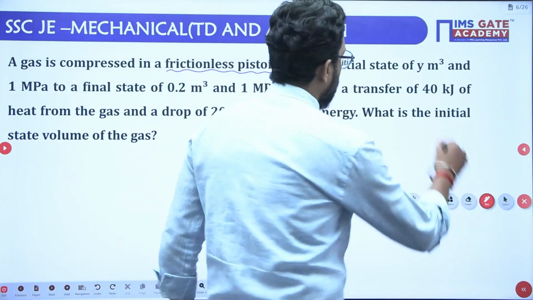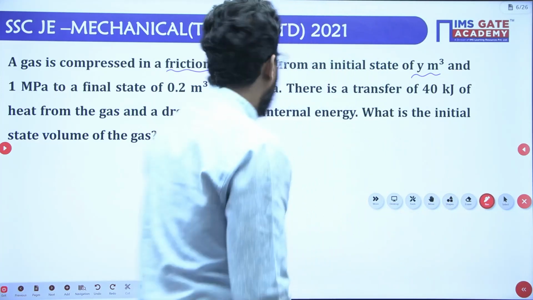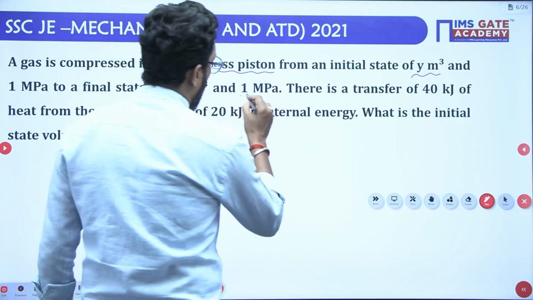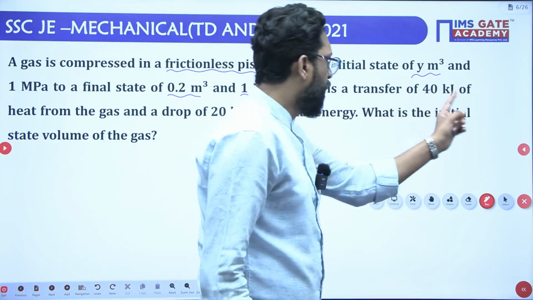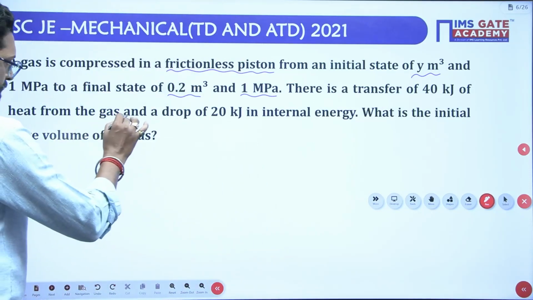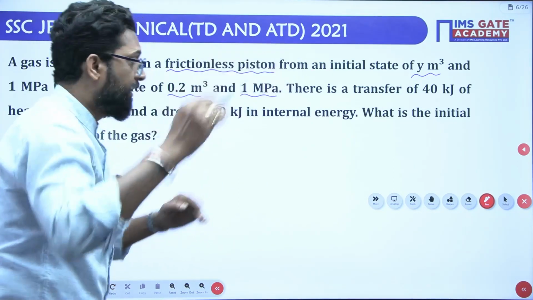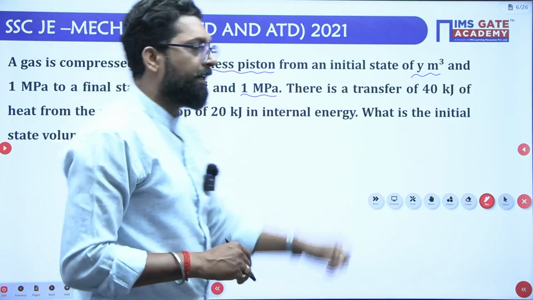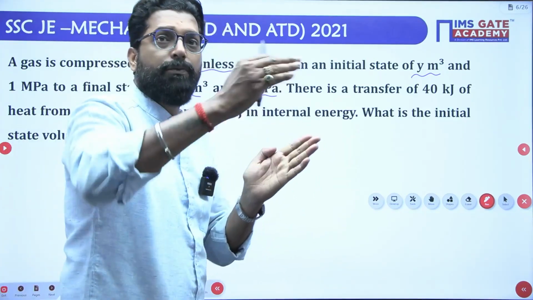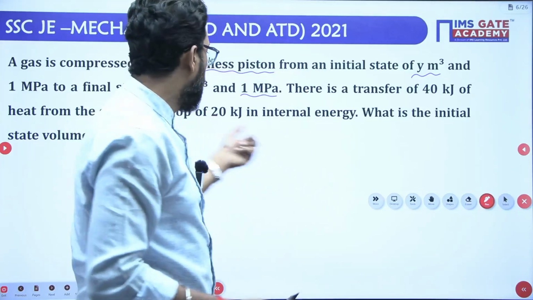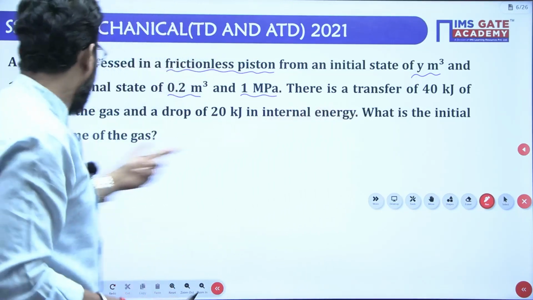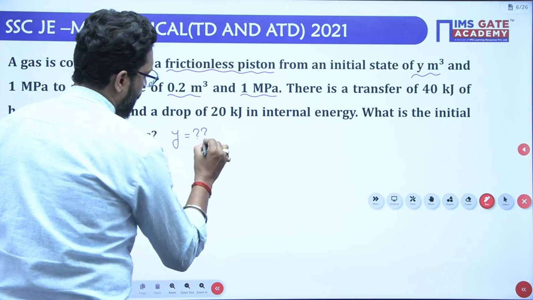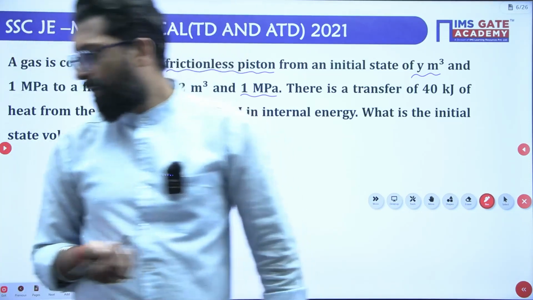And the initial state is Y meter cube volume and 1 megapascal, to a final state of 0.2 meter cube and 1 megapascal. There is a transfer of 40 kilojoule of heat from the gas and a drop of 20 kilojoule in internal energy. Heat will be transferred from the system to the surrounding, and the system internal energy drops by 20 kilojoule. What is the initial volume of the gas? That means you have to find the Y value. That is also the first law of thermodynamics.